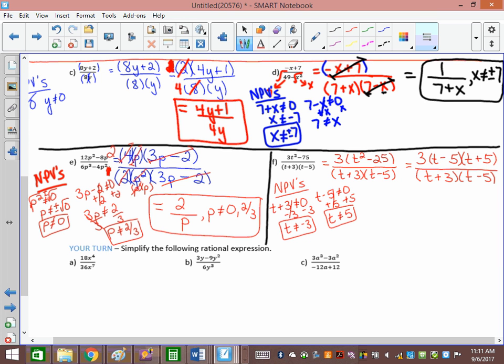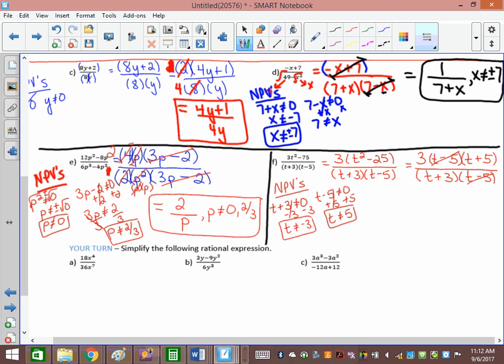Now, most people are really good at this. What's the error that you think people do next? There's a 3 in the top, there's a 3 in the bottom. I can cancel them off. I'll just have a T. Can I do that? No. This is T plus 3. Is there a T plus 3 in the top? No, so it's never going away. T minus 5. Is there a T minus 5 in the bottom? No, so it's never going away.